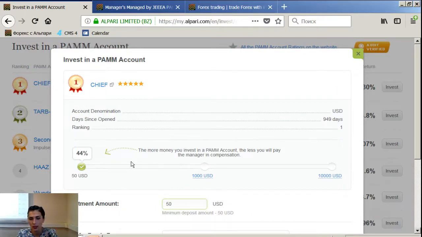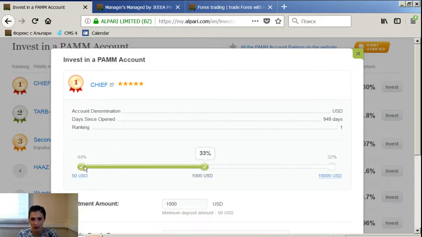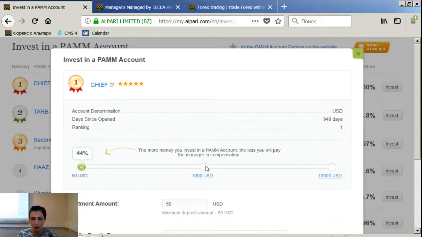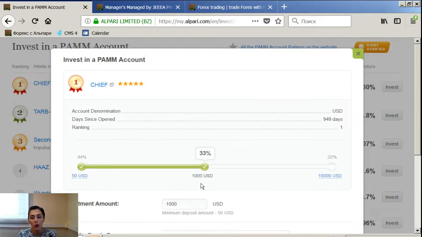If we invest through the Alpari, you can see this page here, the same information as you've seen, and here you can see the proposal, multi-level proposal. As I said, it could be multi-level, and this manager chose this type of proposal. If you invest from $50 to $1,000, you'll pay 44%. If you deposit from $1,000 to $10,000, you'll pay about 33%. If you deposit more than $10,000, you'll pay 22% remuneration of your profits.